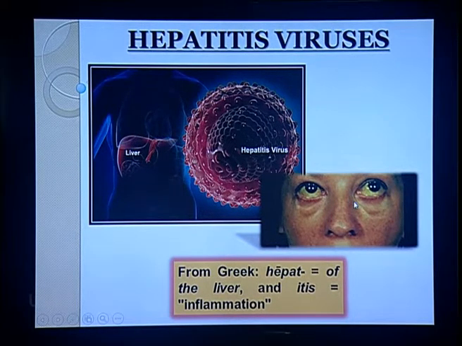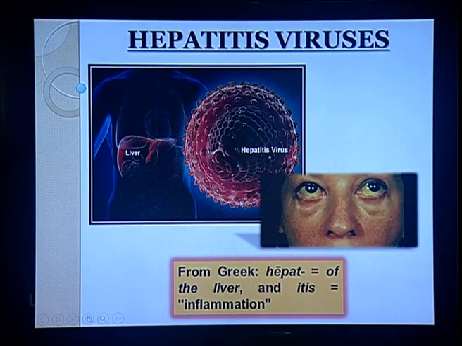Now, before going into the details of what hepatitis is and what hepatitis viruses do to us, we will understand the root of the word hepatitis. It is actually derived from the Greek words hepat, meaning of the liver, and itis, meaning inflammation. So putting these together, hepatitis means inflammation of the liver. Now, of course, this is a medical condition characterized by inflammation of the liver together with the inflammatory cell accumulation within the tissues of this organ.